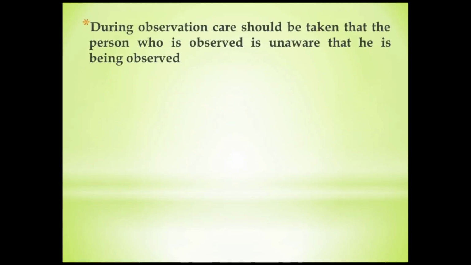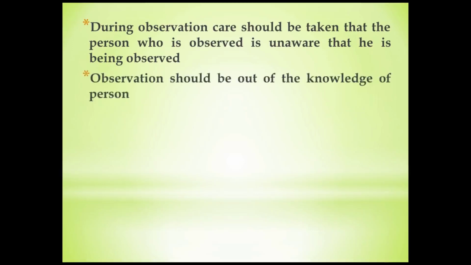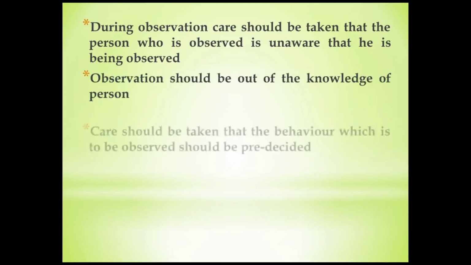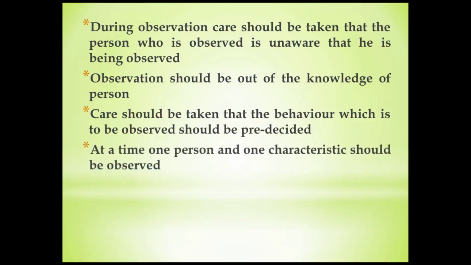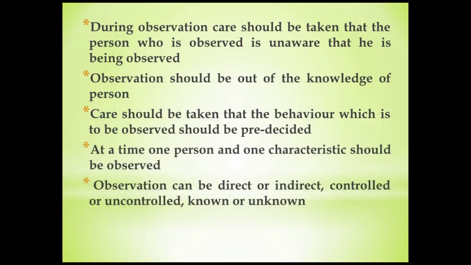During observation, care should be taken that the person who is observed is unaware that he is being observed. Observation should be out of the knowledge of person. Further, care should be taken that the behavior which is to be observed should be pre-decided. At a time, one person and one characteristic should be observed. Observation can be direct or indirect, controlled or uncontrolled, known or unknown.